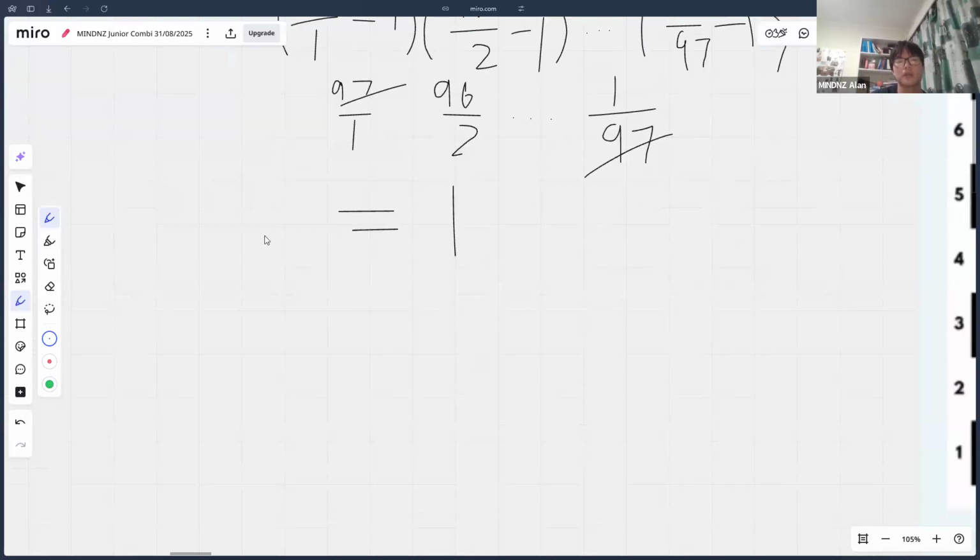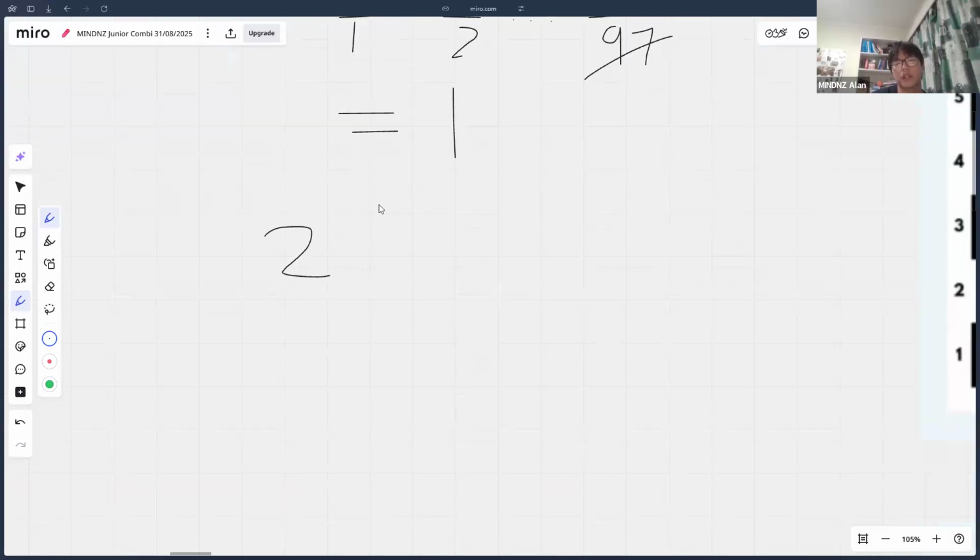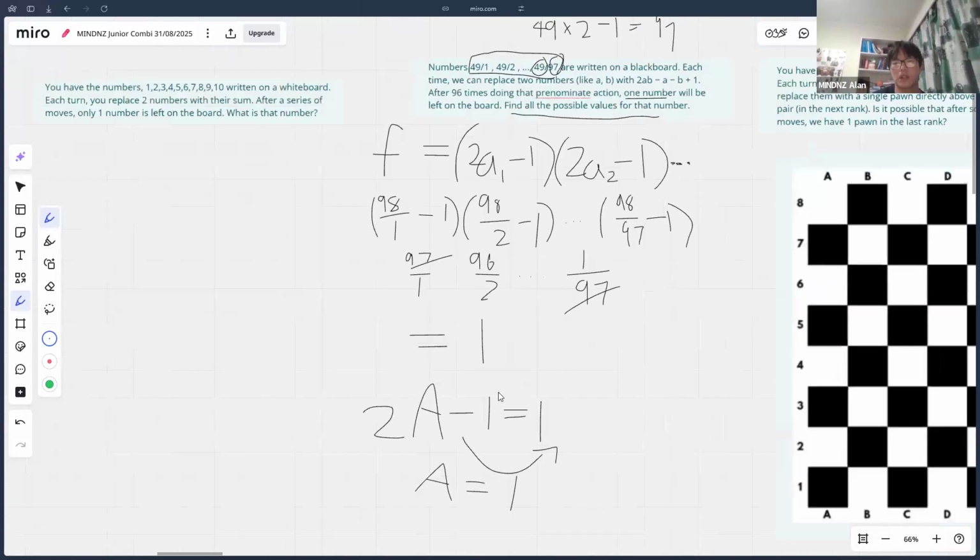So we know that 2 times the final number, capital A, minus 1 equals 1. And then we can move this number to the other side, and this gives us A equals 1. So the number we'll be left with at the end will be 1.